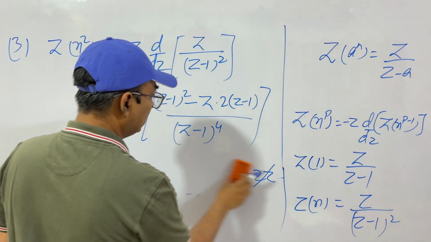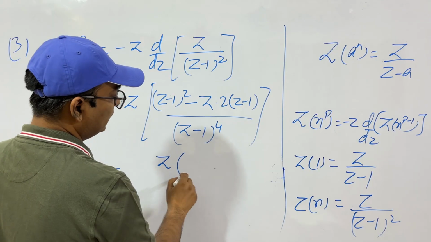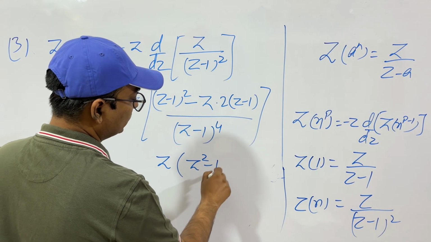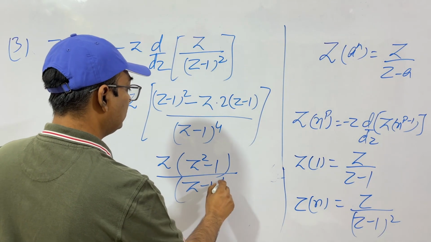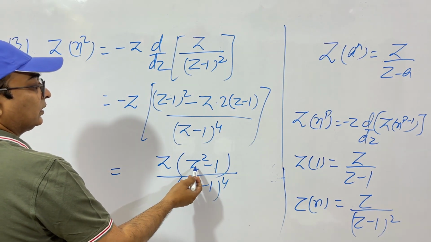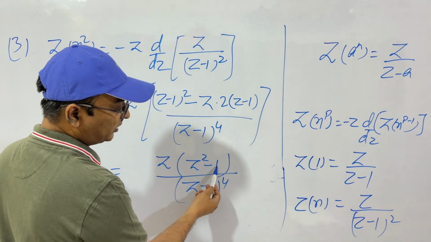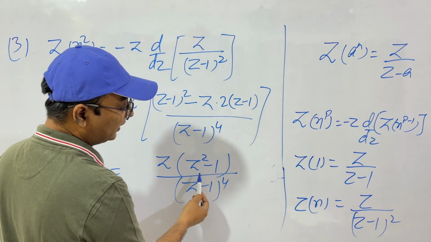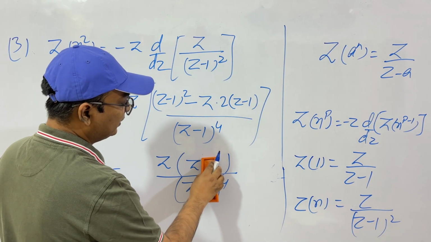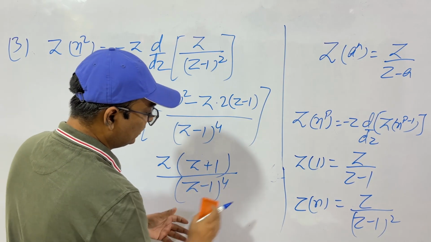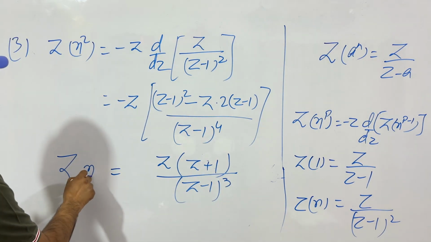So what you will get is minus z squared plus 1, so you will get z into (z squared minus 1), and here (z minus 1) to the power 4. But this is z plus 1 into z minus 1, like a squared minus b squared. That z minus 1 will cancel one here, so what you will get is z plus 1 over (z minus 1) cubed. So this is the Z transform of n squared.